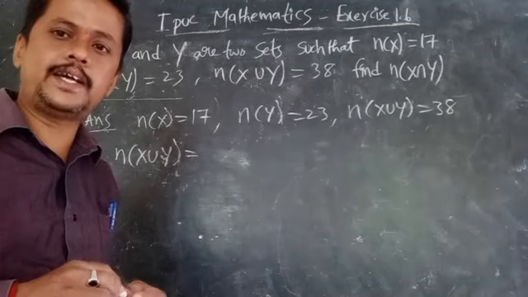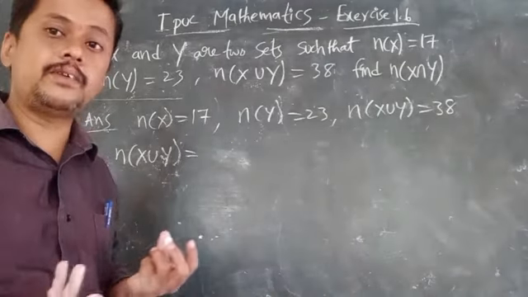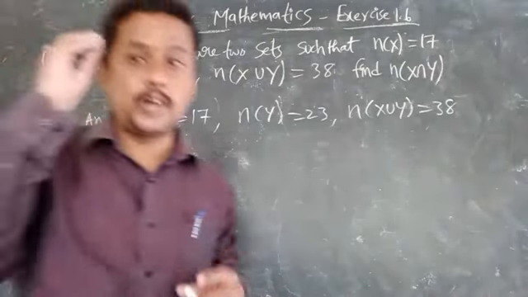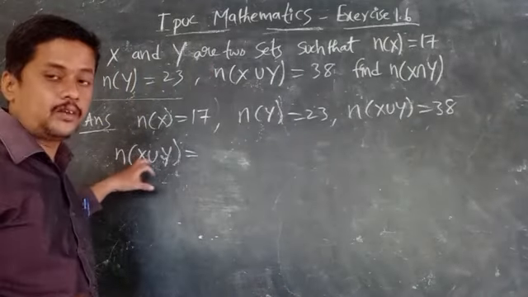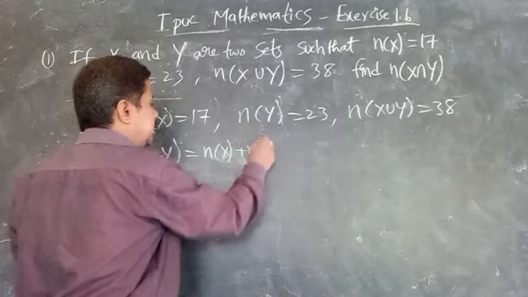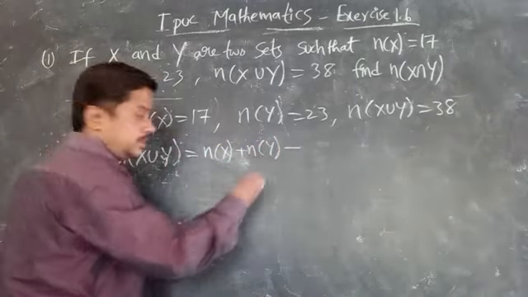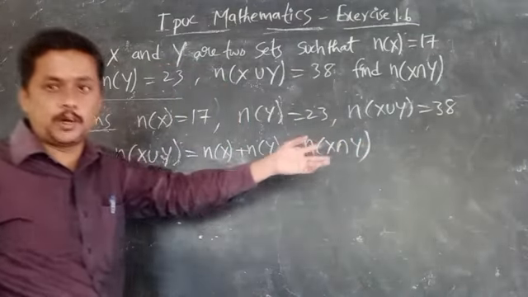So now x union y means a union b. x intersection y means a intersection b. Like that you have to think. Okay. n of x union y is equal to n of x plus n of y minus n of x intersection y. This is the formula, the actual formula now.